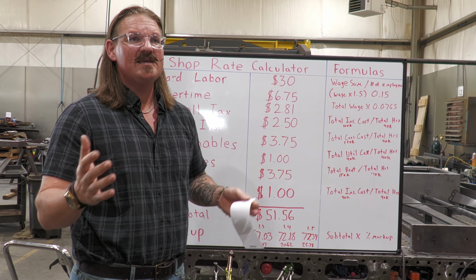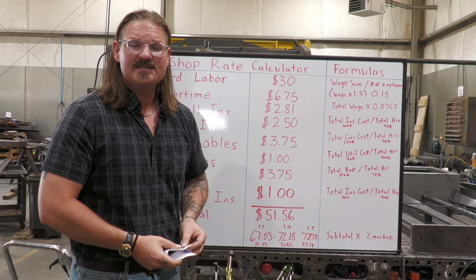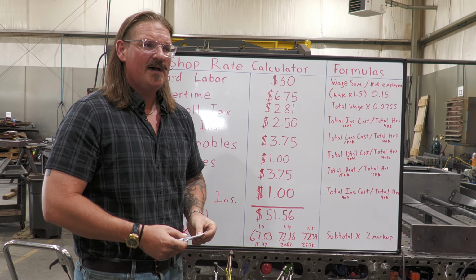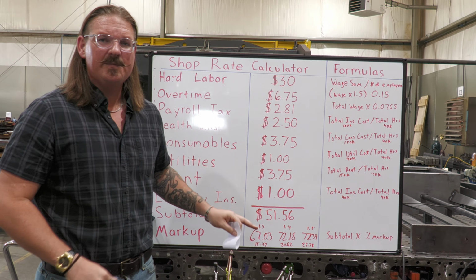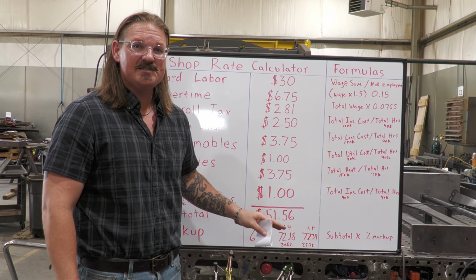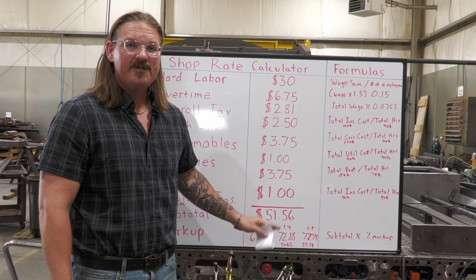So if you are, I don't know, fabricating something really simple like base plates, or you're doing some really easy kind of awnings or something, you probably won't be able to mark up your stuff because you've got a lot of competition. So you're gonna have to keep your markup fairly low.